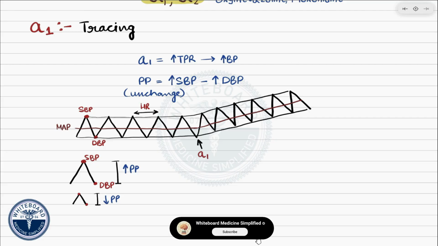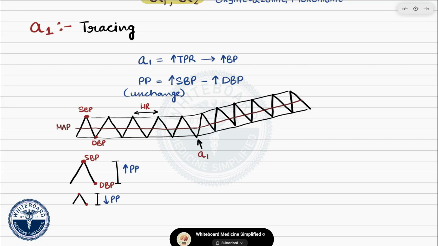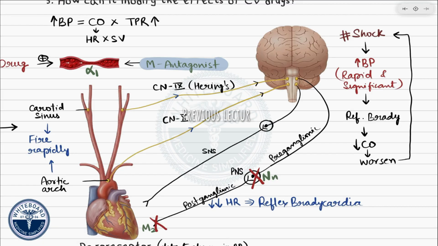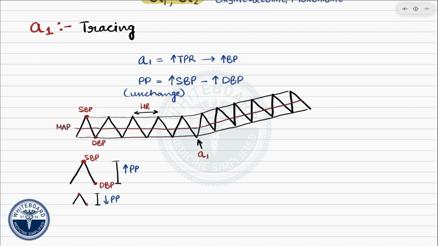But does that mean the heart rate always remains the same? Not necessarily. Remember the baroreceptor reflex that we discussed earlier. A sudden rise in blood pressure activates the baroreceptors in the carotid sinus and aortic arch. These receptors send signals to the medulla, which responds by increasing parasympathetic activity and decreasing sympathetic activity to the heart. Consequently, the heart rate slows down, producing reflex bradycardia. On the tracing, this is seen as an increased interval between successive heartbeats.